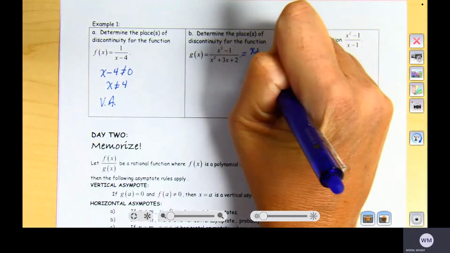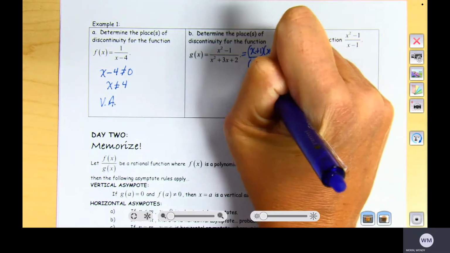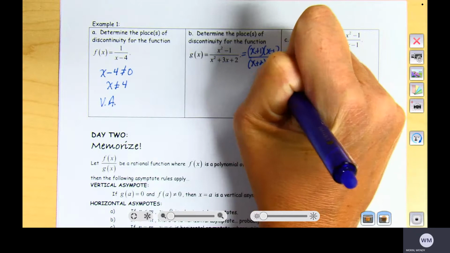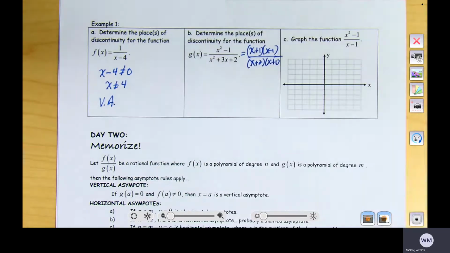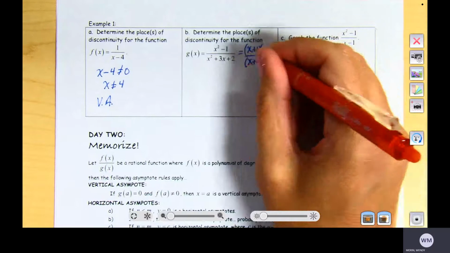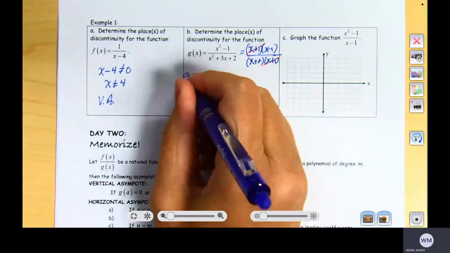All right, welcome back. X plus 1, x minus 1, a difference of squares. X plus 2, x plus 1. Now, what do we notice? The x plus 1s cancel. So what are you left with?